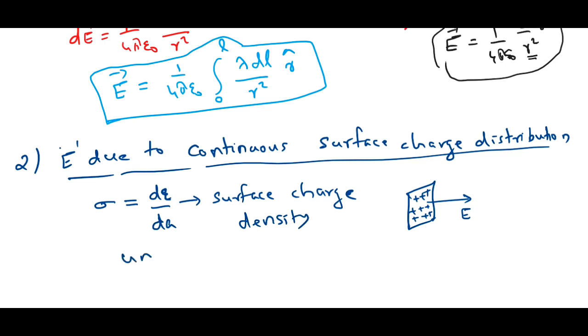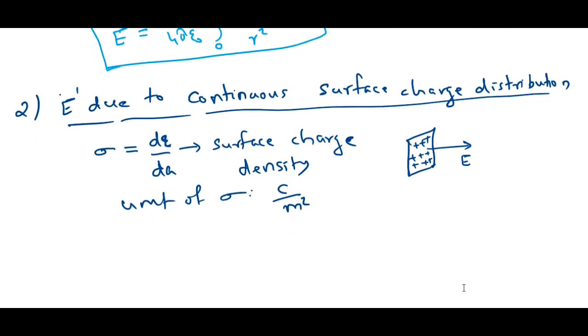Its unit of sigma is coulomb per meter square. Therefore, the electric field I can write, that is, you know the expression for the electric field due to a dq charge, that is 1 by 4 pi epsilon 0, dq by r square r cap.